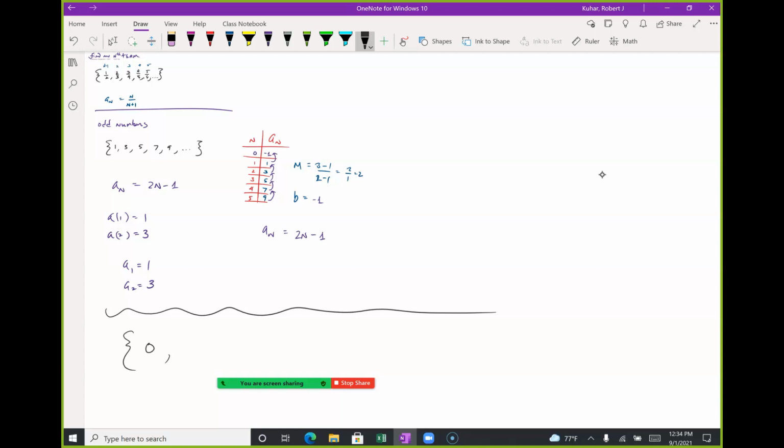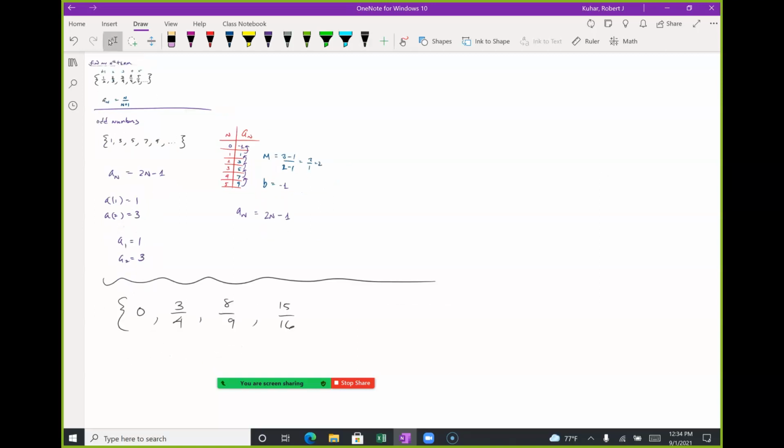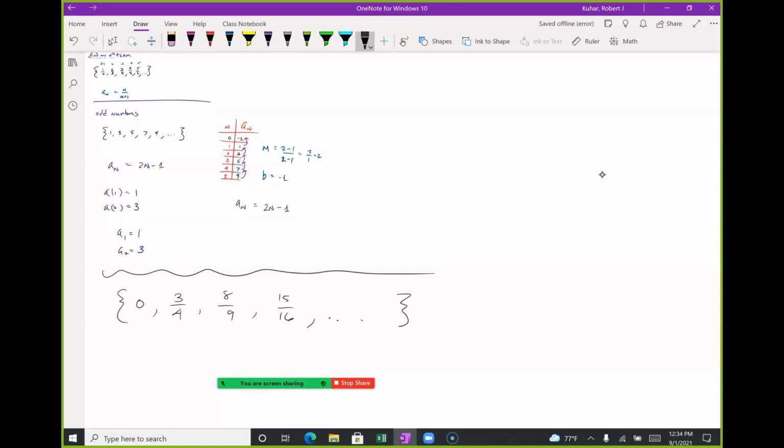Okay, here we go. 0, 3 over 4, 8 over 9, 15 over 16. So I think on this one, it's one that we would be able to figure out. So again, but I want to relate it to n, right? This is n equals 1, this is n equals 2, this is n equals 3, this is n equals 4, right? You with me on that? I'm trying to find the nth term here. I kind of see it. I don't see it in the first term, but I can kind of see something in the second term, and the third term, and the fourth term. Does anybody else see it?